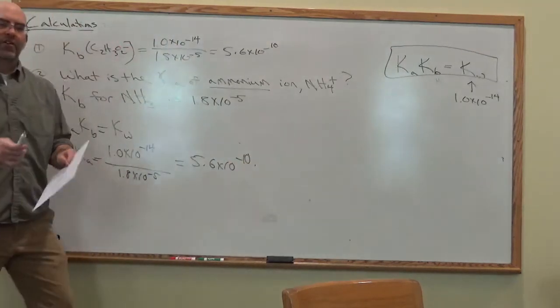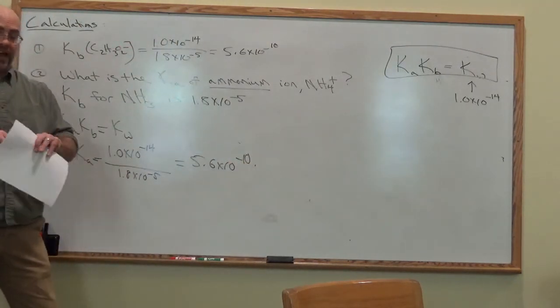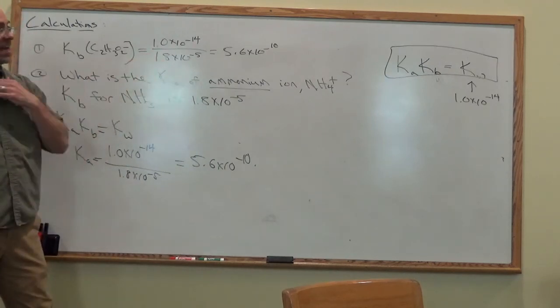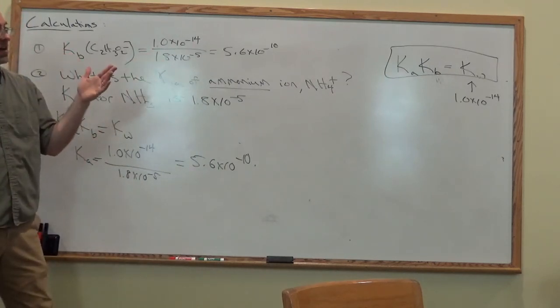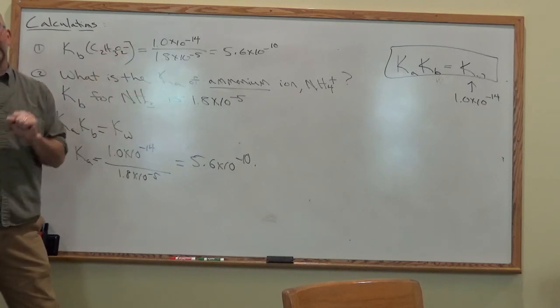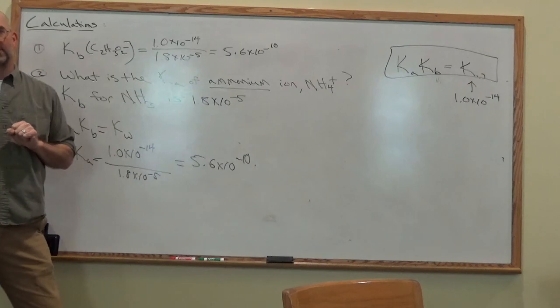All right, so that'll be the final, I believe, acid-base calculation that we will do. So relating a Ka and a Kb, so the Ka and Kb of two conjugate acid-base pairs. And that's a nice way to wrap up chapter 14.